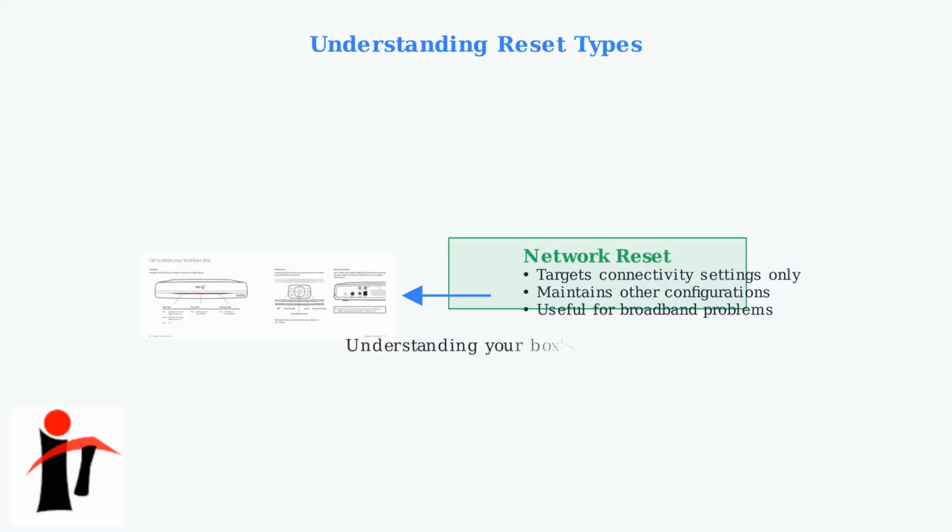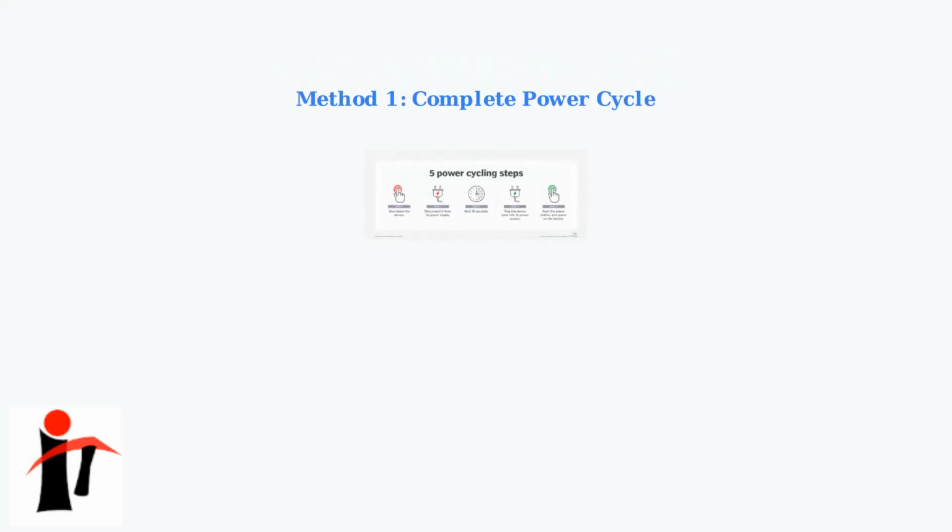Knowing which type of reset you performed and understanding your YouView box's indicators will help you choose the most appropriate recovery steps for your specific situation. When your BT YouView box encounters issues after a reset, there are systematic recovery methods you can follow. We'll walk through the most effective solutions step by step. The first and most effective recovery method is a complete power cycle.